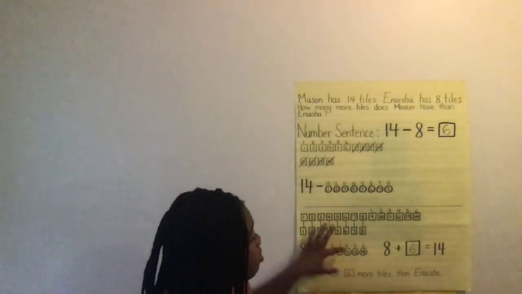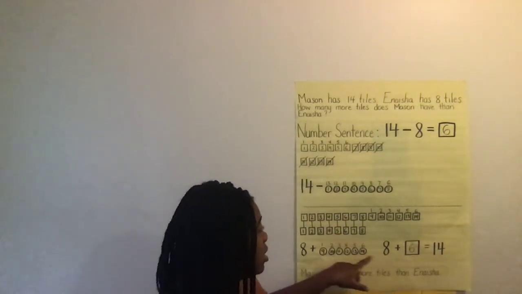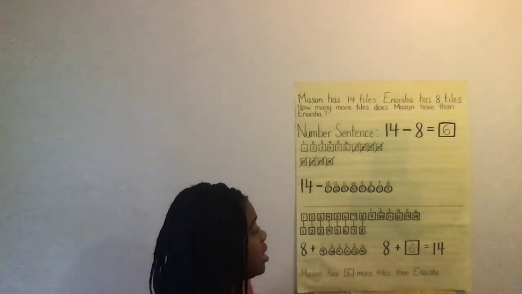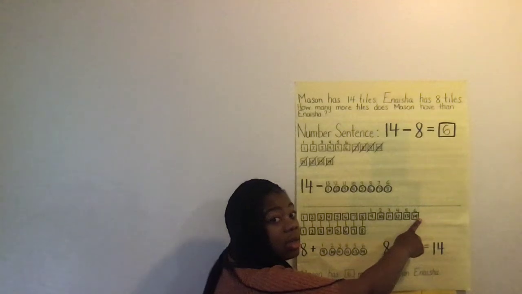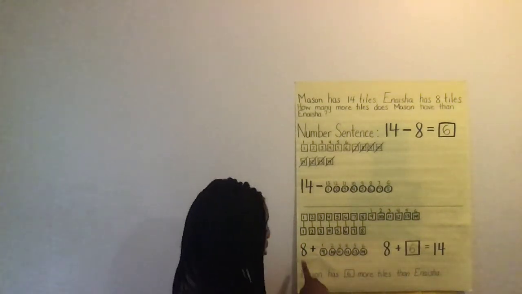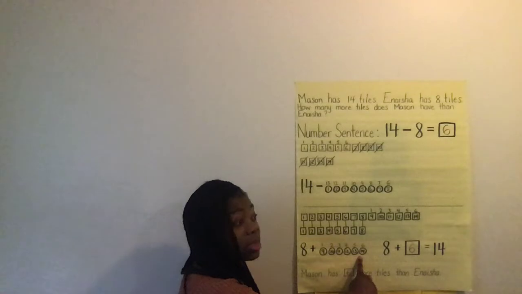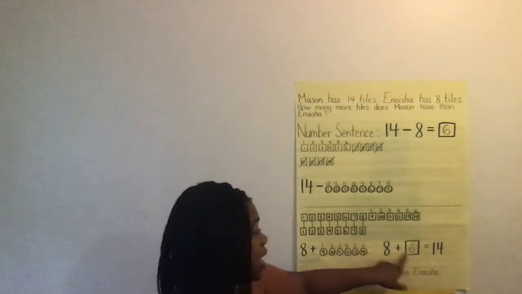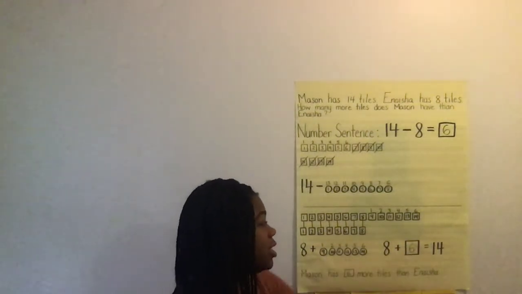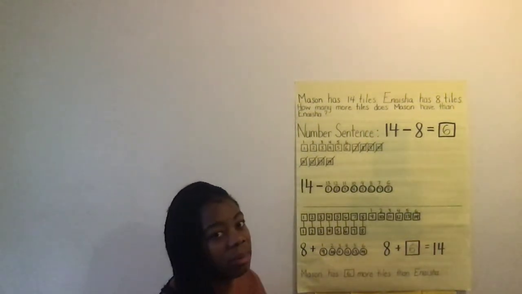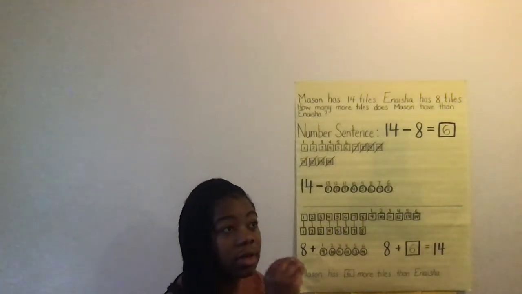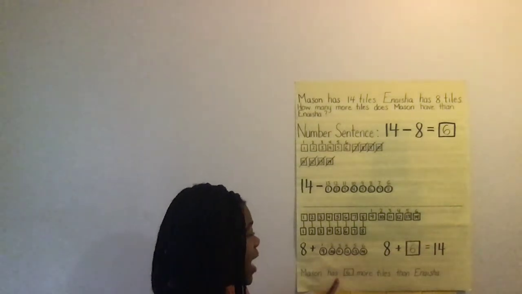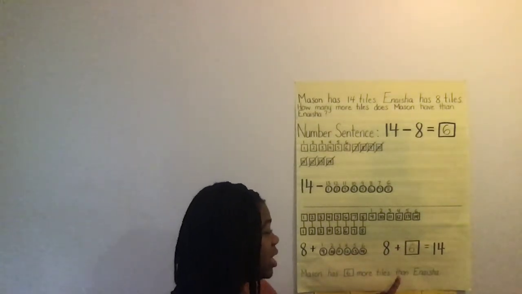A number sentence to match both of these strategies would be 8, because we started with 8 and we also had 8 that matched, plus the 6 more that you needed to match Mason's total amount, equals 14. So again, that's 8 plus 6 equals 14. And you can even start to have your babies write a sentence to match those strategies or to match their answer. And it would be Mason has 6 more tiles than Enasia.